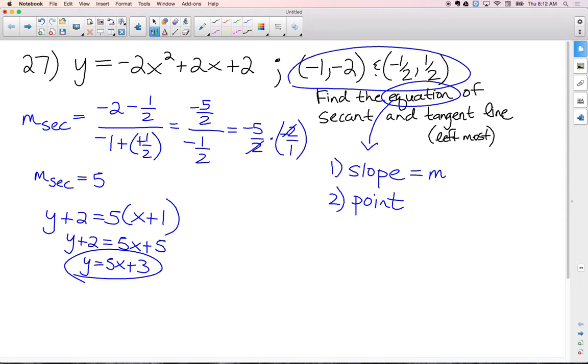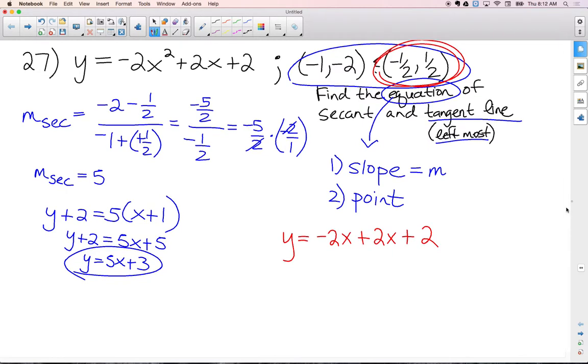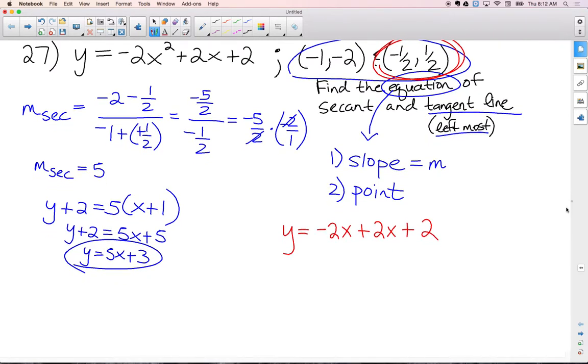Now, if you want to find the tangent line, you've got to do the same thing. You need the slope and you need a point, but the slope's not so easy because we're talking about the tangent line, we're talking about instantaneous rate of change. I want to do it at the leftmost point, so I'm going to change colors here and find the slope of the tangent line at that point right there. First of all, you've got to find the slope of the tangent line for the equation. So I have to take y equals negative 2x squared plus 2x plus 2 and run it through my definition for the derivative, which is also the definition for the slope of the tangent line.